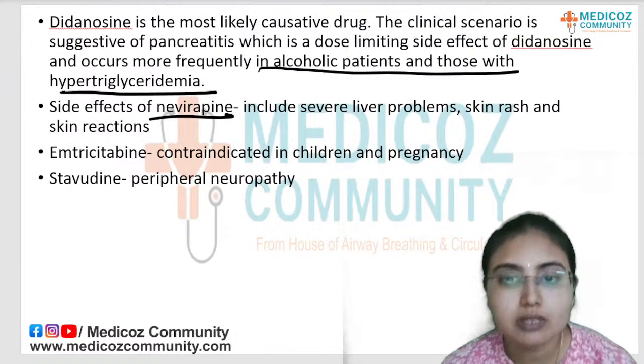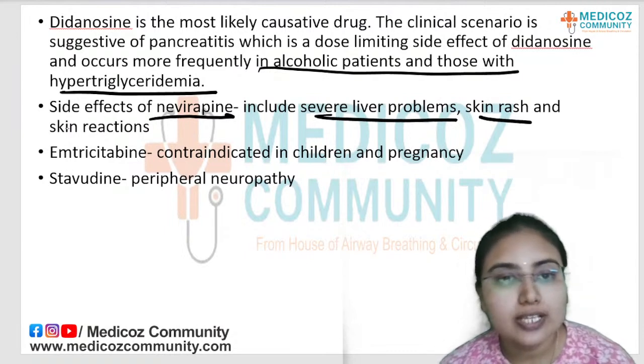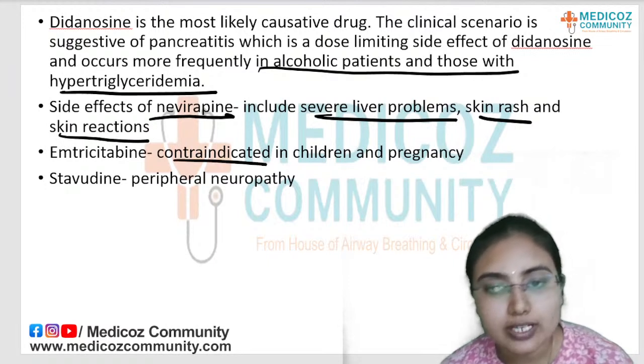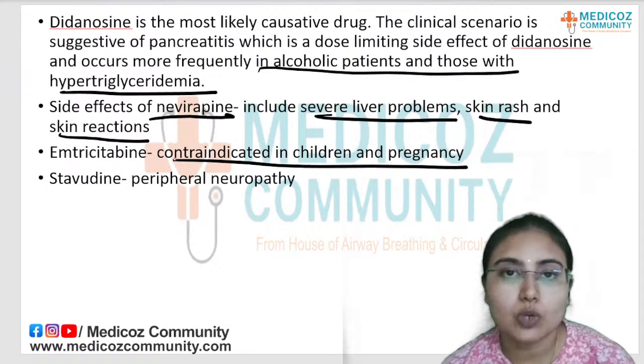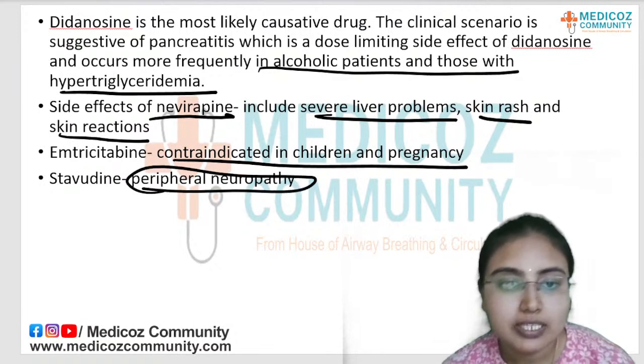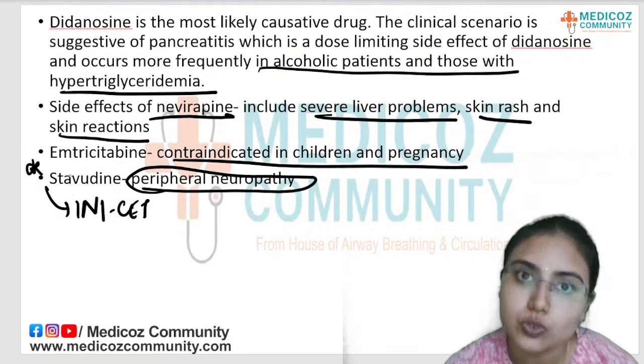Remember, side effects of nevirapine are severe liver problems, skin rash, and skin reactions. What do you have to remember of emtricitabine? It is contraindicated in children and pregnancy. What do you have to remember about stavudine? Peripheral neuropathy. Please make a note of this. This has been previously asked in both INICET as well as your NEET PG. Please remember stavudine and didanosine.